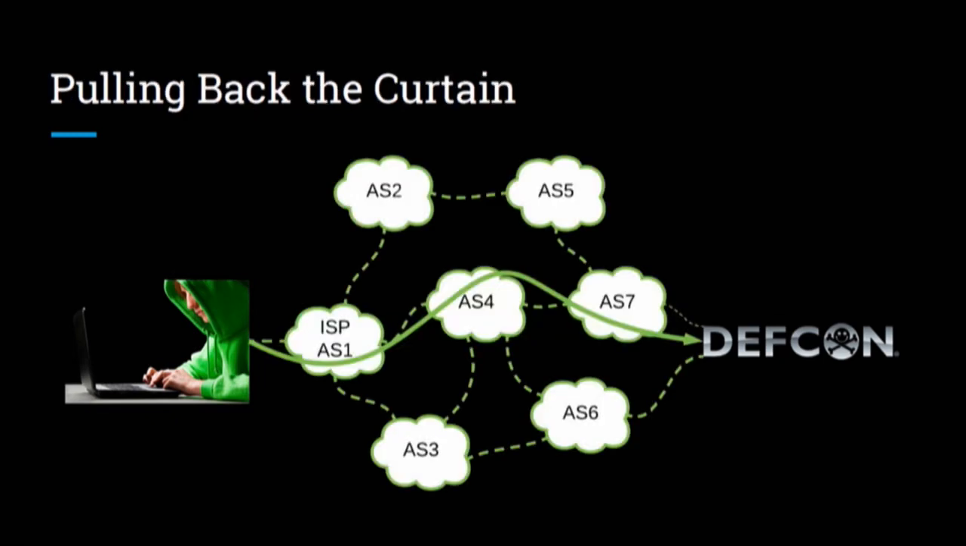What's really happening is closer to this, where to get from one side to the other, you have to go through a series of intermediate networks. These are called autonomous systems, and these autonomous systems are what actually make up the internet. There is no one provider that gets you from point A to point B. You have different systems, such as your ISP, which then connects to another autonomous system that it forwards the traffic to, and so on until you get to your destination.